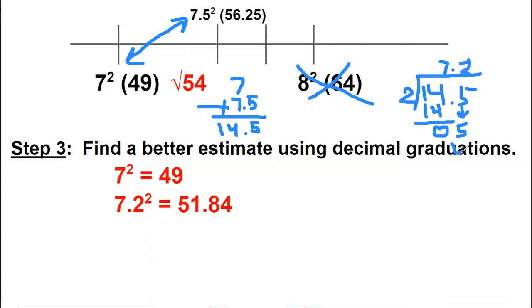2 times 2 is 4. 5 minus 4 is 1. If I add a 0 and bring that down, 2 goes into 10 5 times. So 7.25 is exactly in the center. And then we would take 7.25 times 7.25 and square it, right?